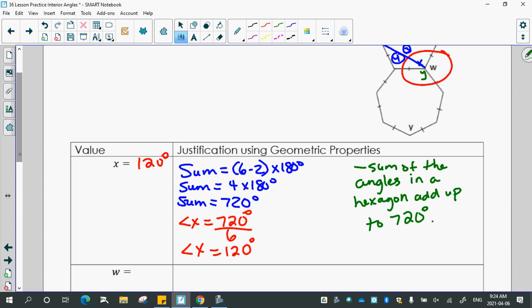Yeah, full marks for that question. You all, if it says geometric property, you gotta write out what geometric property you use. So you use the fact that all the angles in the hexagon add up to 720.